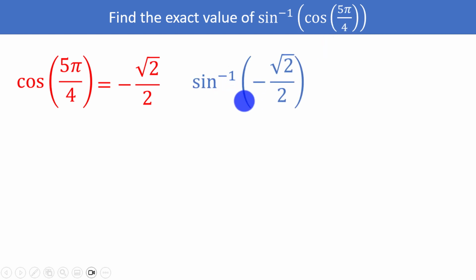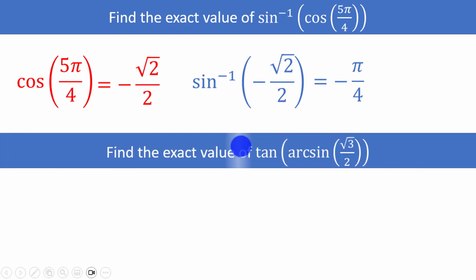We have inverse sine of negative square root 2 over 2. So this is: sine of what gives me negative square root 2 over 2? Again, within that range of negative pi over 2 to pi over 2. Well, that's going to be negative pi over 4. Negative pi over 4 gives me a sine of negative square root 2 over 2 in the range of negative pi over 2 to pi over 2, which we have for inverse sine.